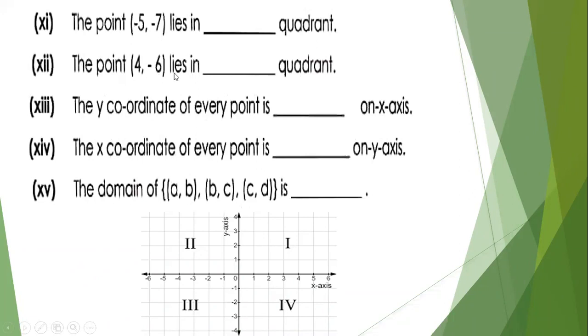Okay, the point 4, -6 lies in which quadrant? X is positive and Y is negative here. Which quadrant? The quadrants are given here. You please just see it. It's in the fourth quadrant where X is positive. Fourth quadrant. Excellent, correct answer.